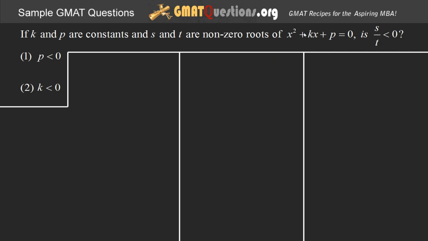This is called a quadratic equation because the highest power is 2. We have an x squared here and we have an x. So it's a quadratic equation and we need to learn the rules that govern quadratic equations. We're going to rewrite this equation.